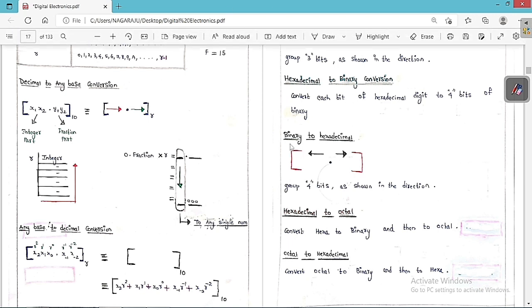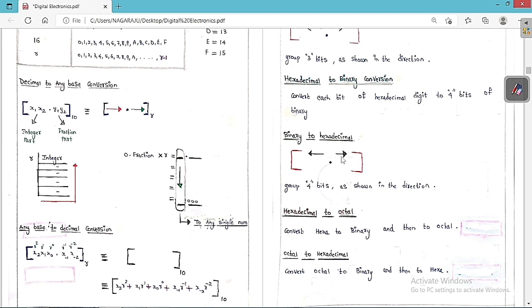Now the reverse process, binary to hexadecimal. Suppose this is the binary number, and there is a dot here. You have to group the 4 digits in this direction, and group the 4 digits in this direction. Then replace each 4-bit binary group with the corresponding hexadecimal number. This is the way to convert binary to hexadecimal.